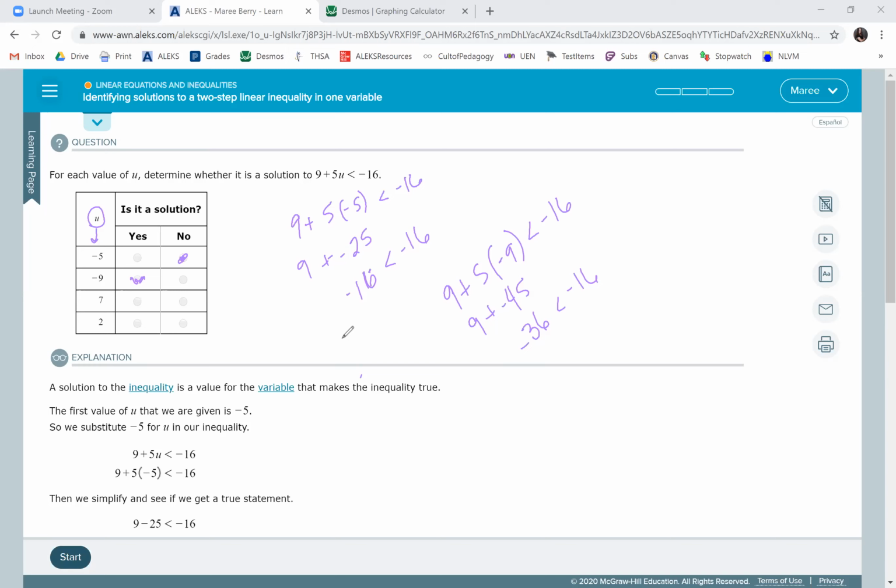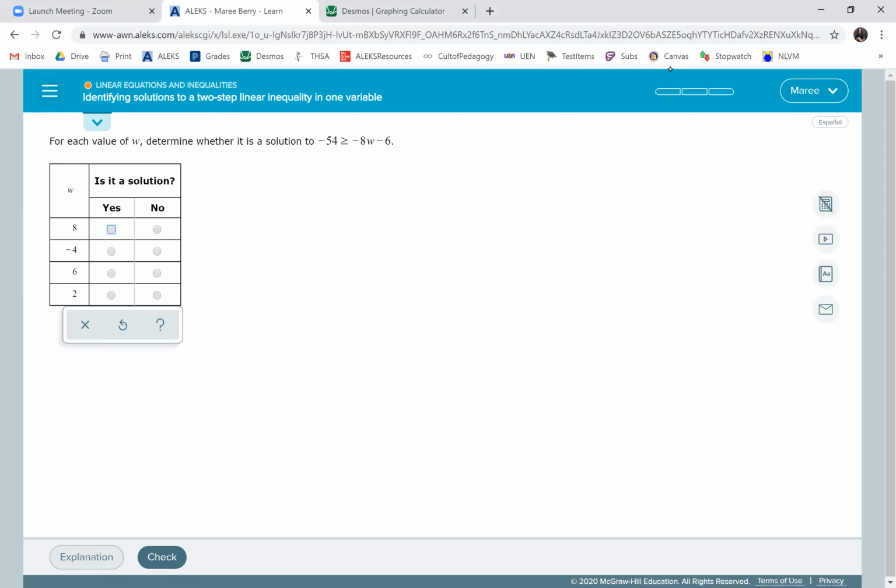5 times 7 is 35, plus 9 is 44. That is definitely not less than a negative number. And then 5 times 2 is 10, plus 9 is 19, and that is not less than. Now, you may have more than one that works. You may have none of them that work. You may have all of them that work. So you just have to try them and see.